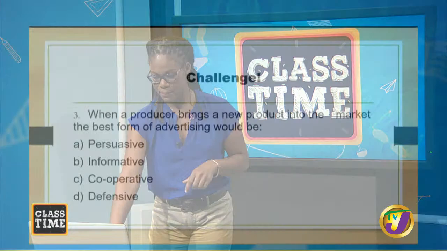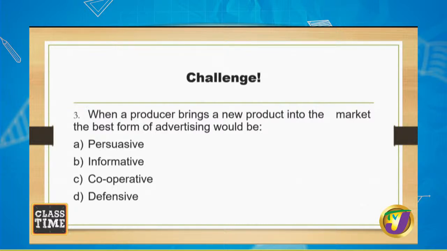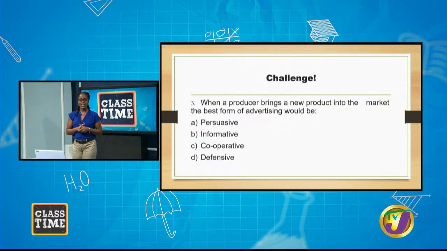Very good. Challenge 3. When a producer brings a new product into the market, the best form of advertising would be A, persuasive, B, informative, C, cooperative, and D, defensive. If you were paying keen attention, you would realize that C and D are distractors. So we're left with A and B. Now, you might debate that it could be persuasive and it could be informative, but we have to select the most appropriate response. The question says the producer brings a new product, the product is new, so the most appropriate answer would be B, informative. You want to ensure that people know about this product, what the benefits are, where they can get the product, etc. Then you can persuade them to buy. So the answer there is B.